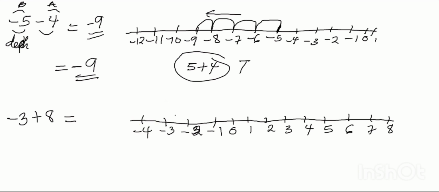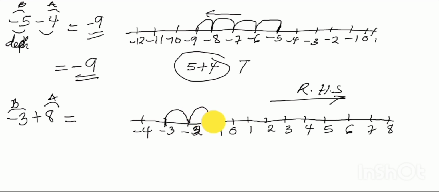Now what's happening in this case? We are at minus 3 in our number line. As you can see, minus 3 is the first number there before, and this is after. So from minus 3, because we want to do minus 3 plus 8, we are adding this time, and positive numbers are towards the right hand side. So from minus 3 we are going to move to the right 8 times.